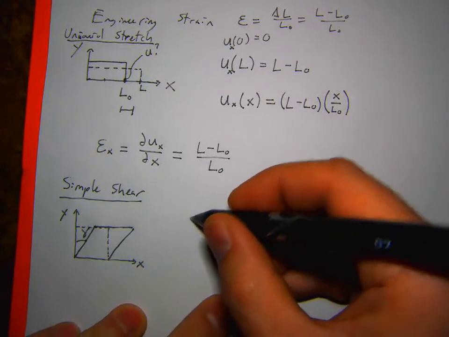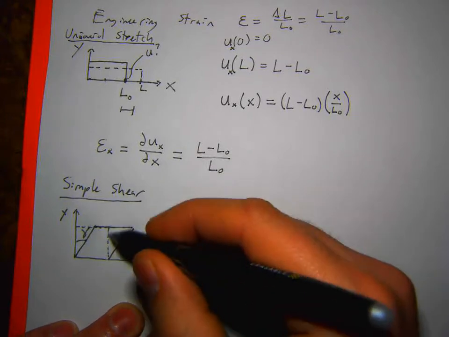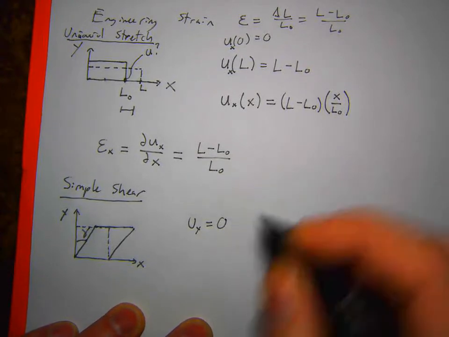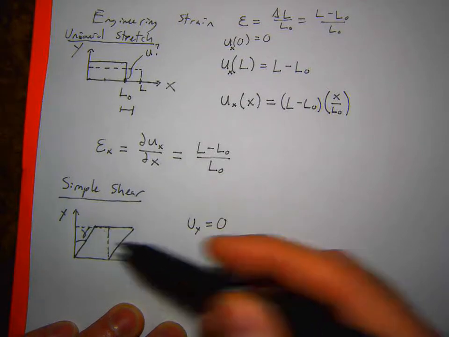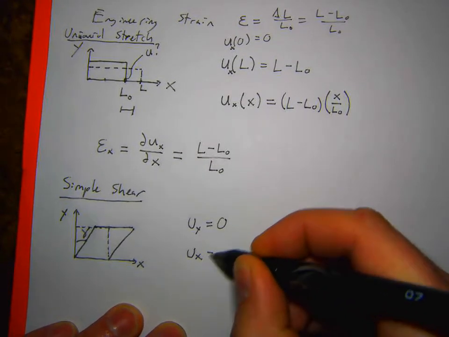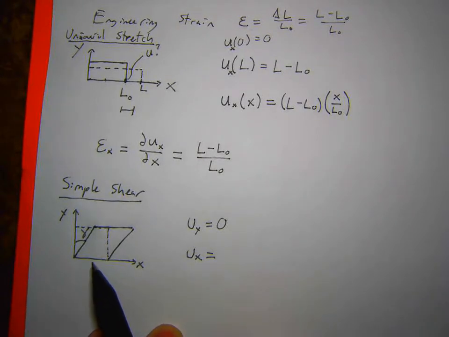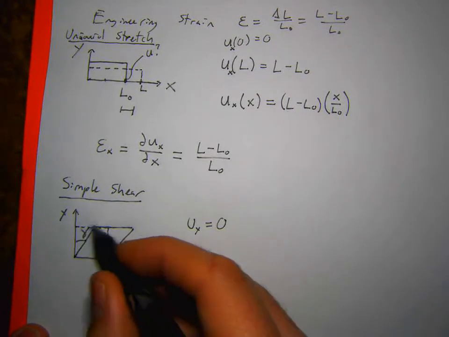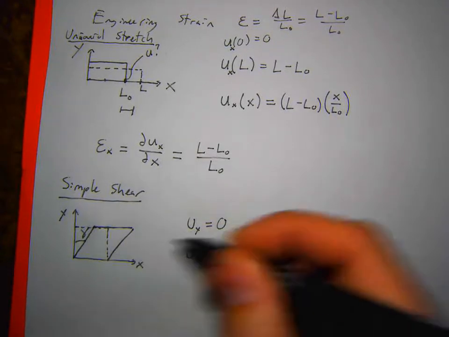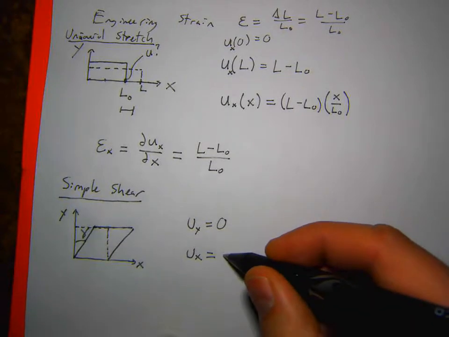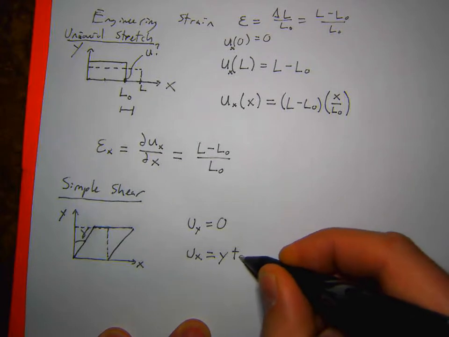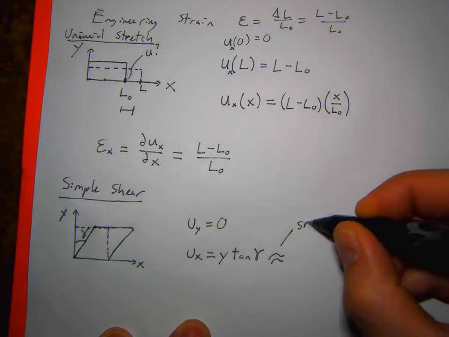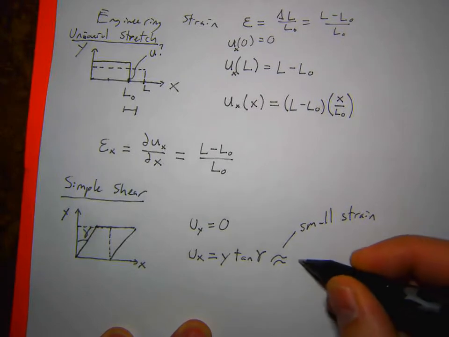So now I'm going to say the u in the y direction, so this body isn't moving at all in the y direction, so my u of y here is nothing. As I move anywhere up in the y direction, it's not going anywhere. But my u in the x direction is actually a function of my variable y instead. So specifically from the corner point, or from some point y, the displacement here, I could use trigonometry to say this is my original height y, that displacement is now y tangent of gamma. Or for small strain, this is just y gamma.